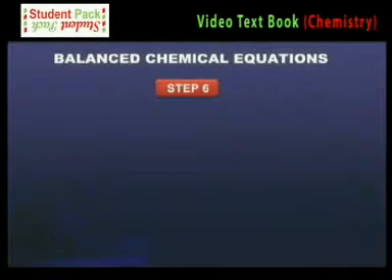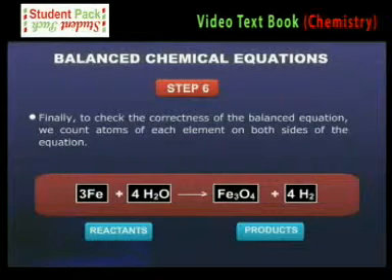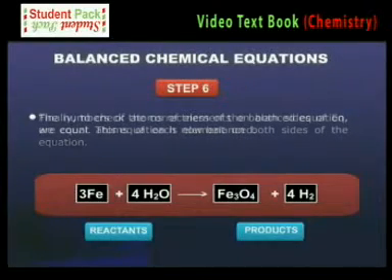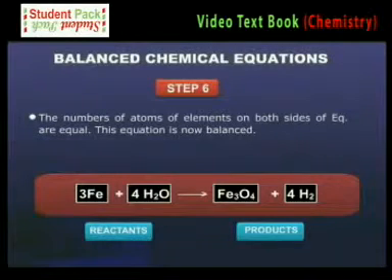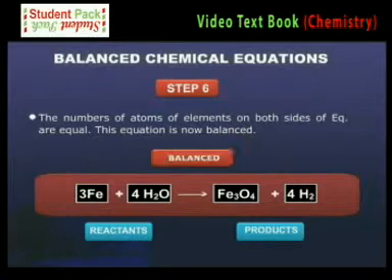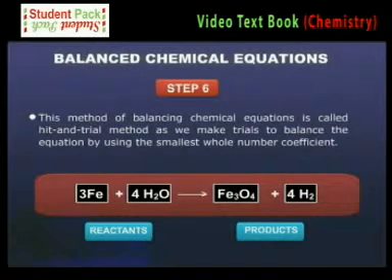Step 6. Finally, to check the correctness of the balanced equation, we count atoms of each element on both sides of the equation. The number of atoms of the elements on both sides of this equation are equal, and hence this equation is now balanced. This method of balancing chemical equations is called a hit and trial method, as we take trials to balance the equation by using the smallest whole number coefficient.